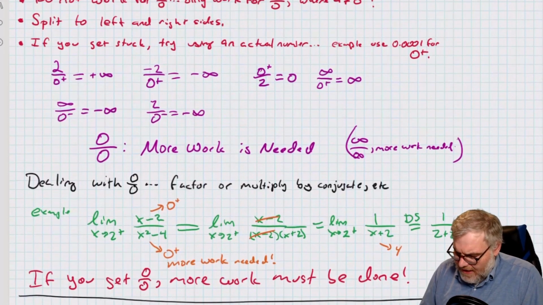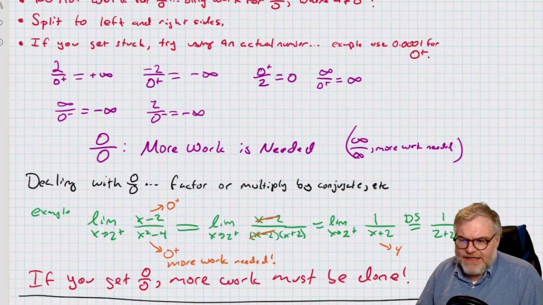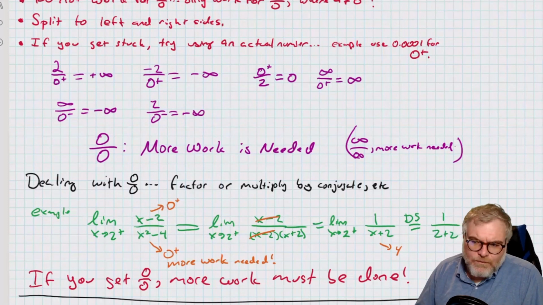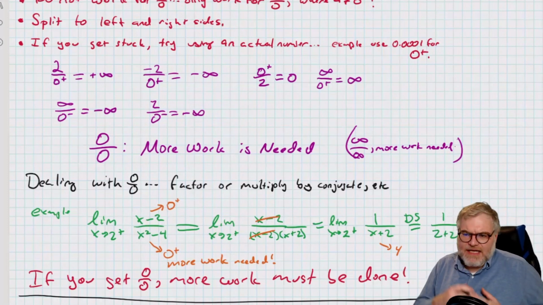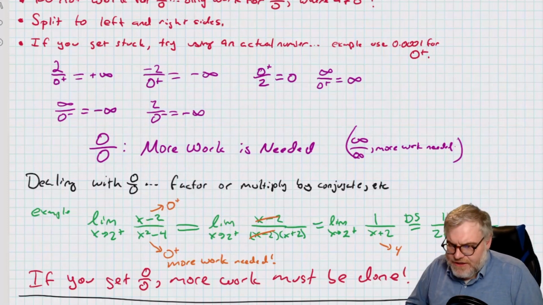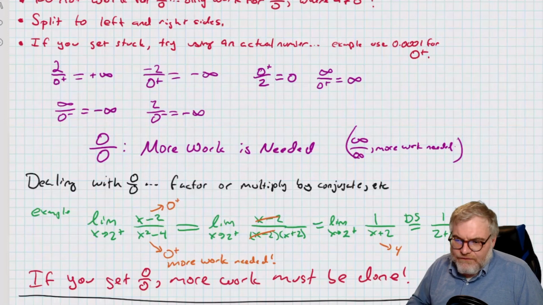Here's one where I factored, and I wound up with 1 over x squared, and then it's 1 over 4. So if you get 0 over 0, you have to do more work. 0 over 0 does not equal 0, does not equal 4, does not equal infinity. It's indeterminate. You need to go back and do some more work. If you get infinity over infinity, you need to go back and do some more work.